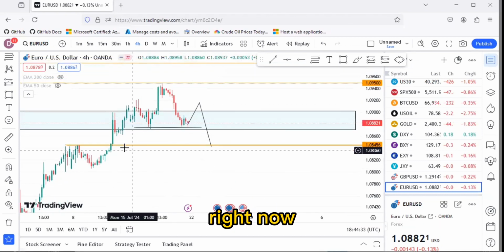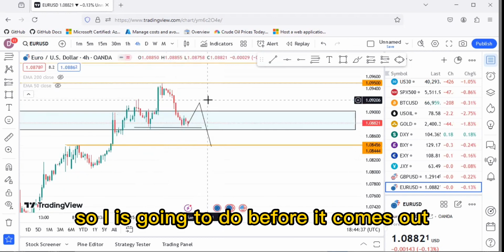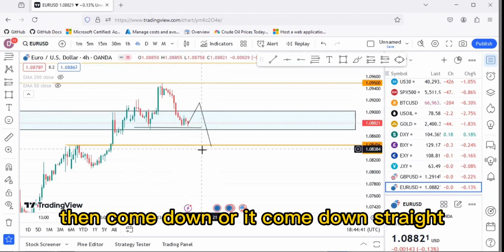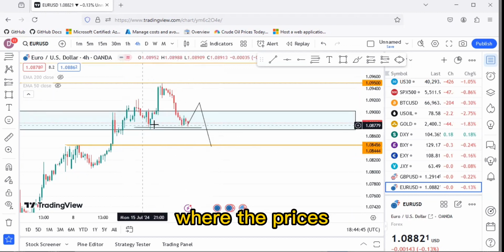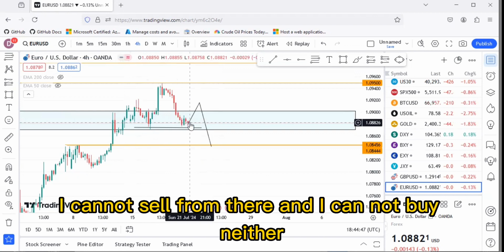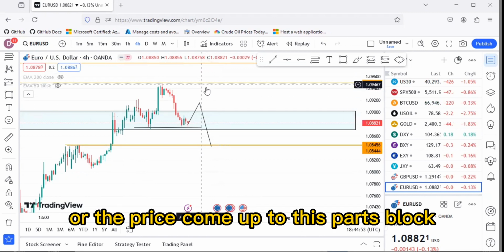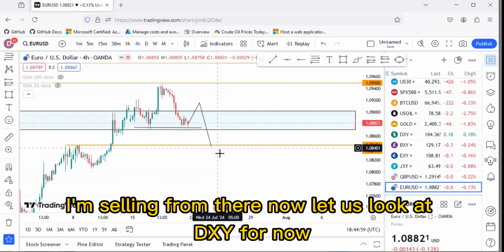On Euro USD right now, I'm looking for the price to come down to this level. How it's going to do it before it comes down, I don't know. Either it comes up a bit, then comes down, or it comes down straight, either of the two. But as it is right now, where the price is, I cannot sell from there and I cannot buy either. So I need the price to come down to this place before I can make my decision, or the price to come up to this particular place here before I can make my decision of selling from there.